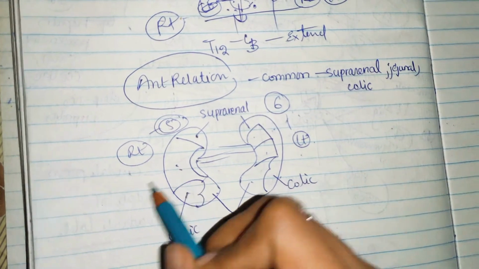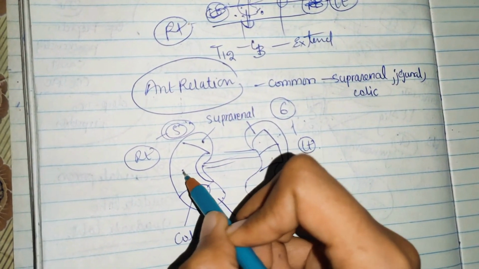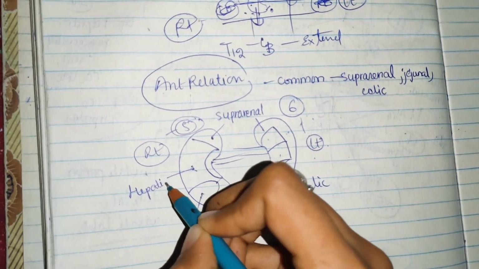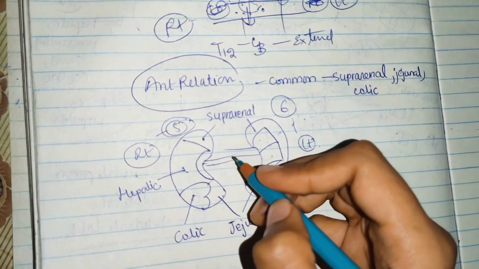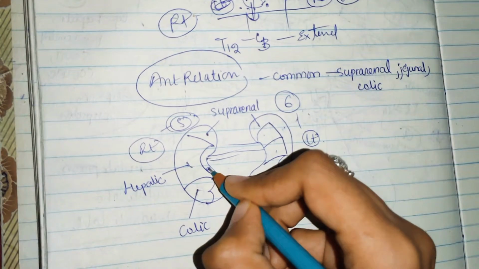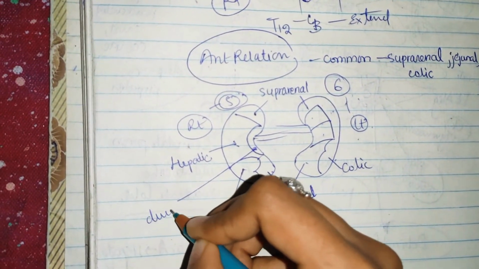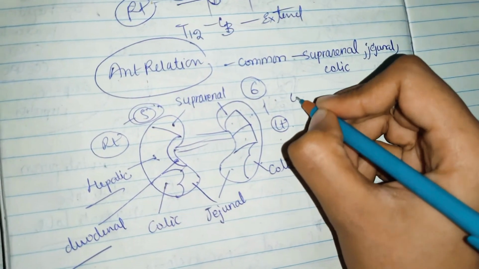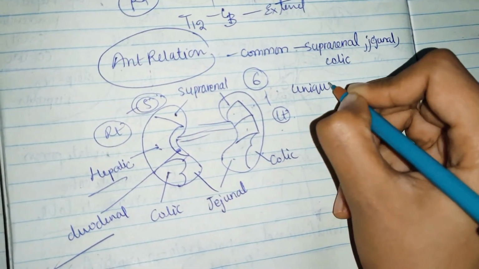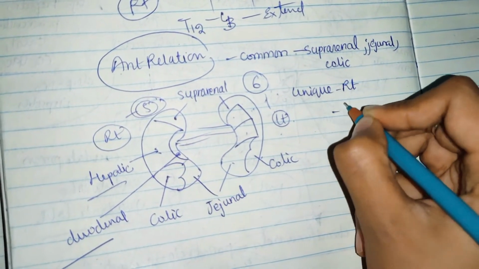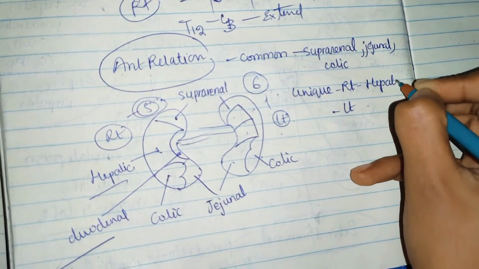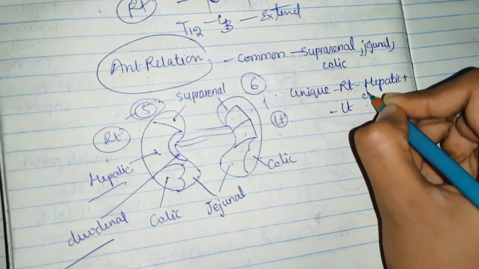First we will come with right kidney. In the right kidney this is called as hepatic area. Okay, this is hepatic area and this is duodenal area. So these are unique. So let us write here unique. Let us write here right, let us write here left. So on the right side unique is hepatic plus duodenal.